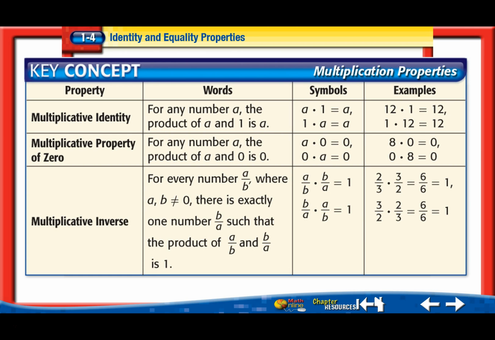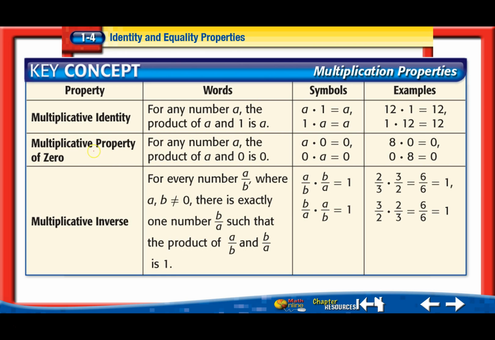All right, so these three are more properties, but these are multiplication. So multiplicative identity: for any number a, the product of a and 1 is the original number. So a number times 1 is the original number. So 12 times 1 is 12.